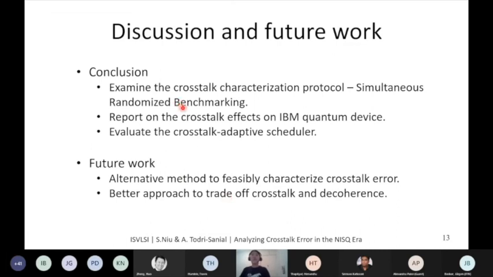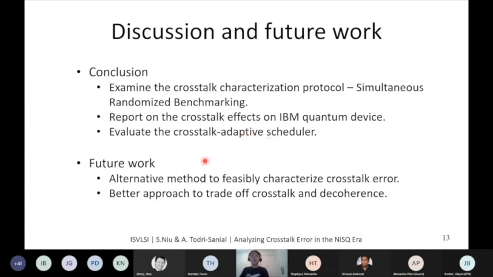In conclusion, in our work, we first examined the crosstalk characterization protocol called Simultaneous Randomized Benchmarking. We performed this SRB protocol on the IBM Q7 Casablanca device. And then we performed the crosstalk injection experiment to report the crosstalk effect on the output fidelity. And finally, we evaluated the performance of the crosstalk adaptive scheduler to find some insights about crosstalk mitigation.